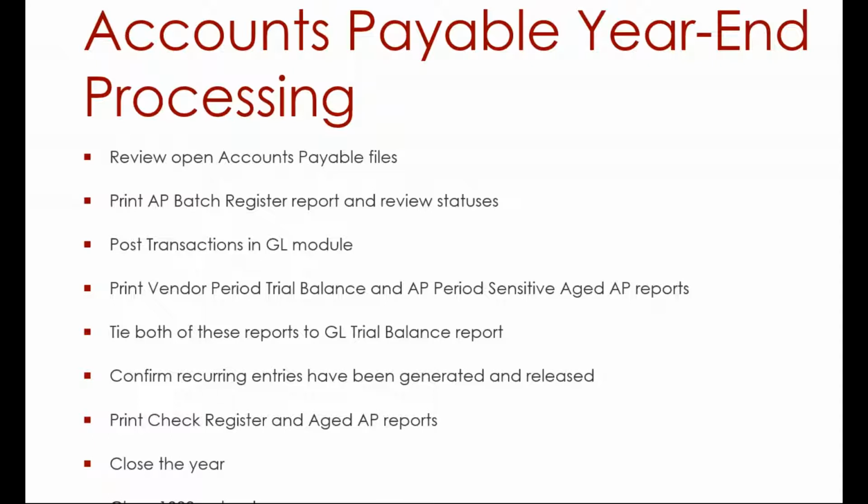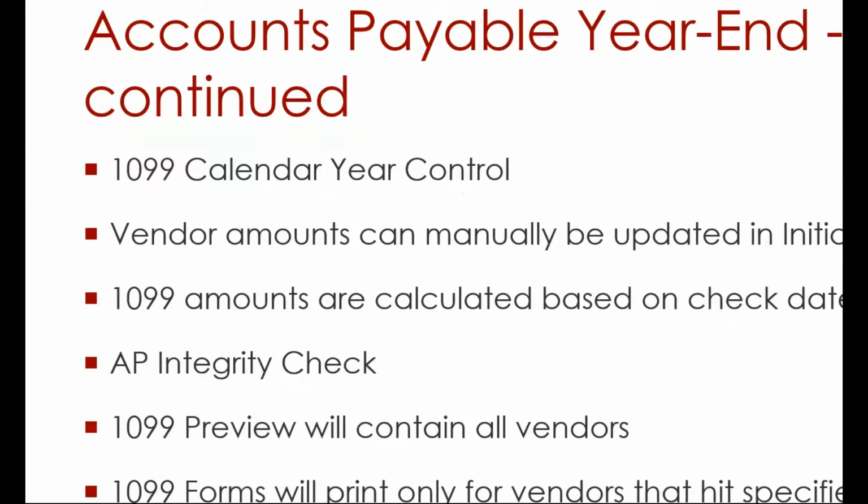You want to print the check register report and aged AP reports. You can close the year then in the GL closing screen. And then close the 1099 calendar year to roll the two open 1099 years forward 1 year. So we'll touch on this in a little bit more detail here.